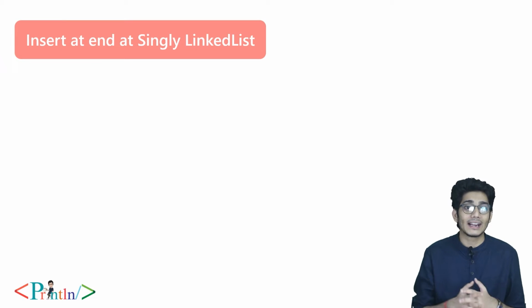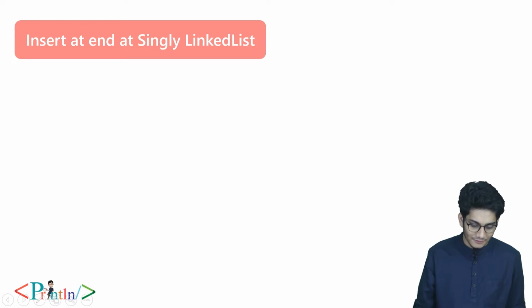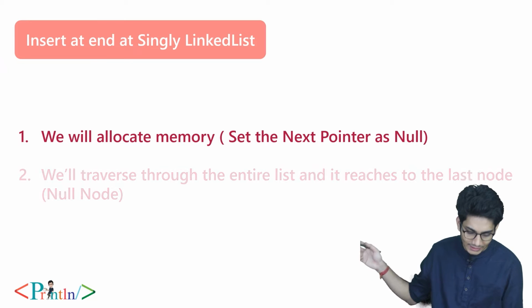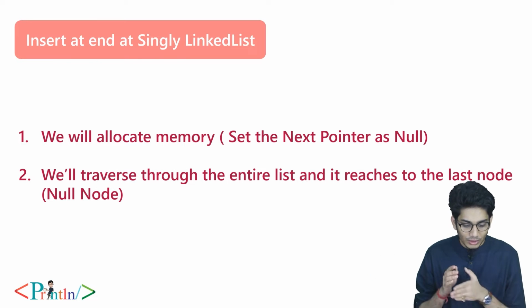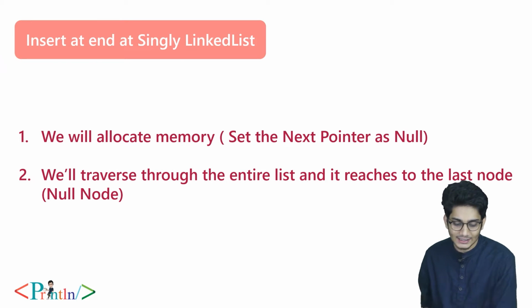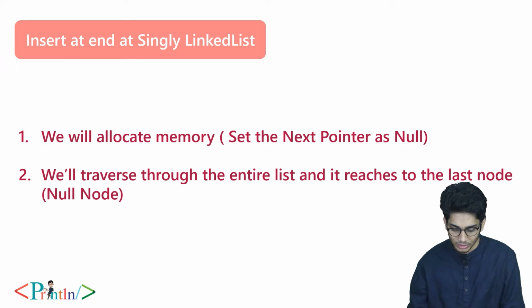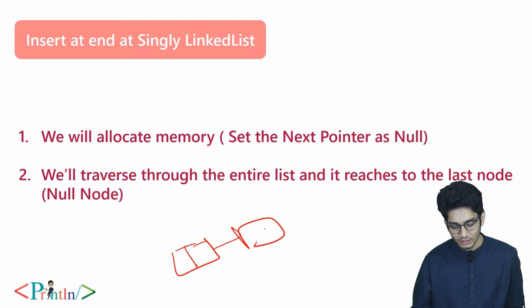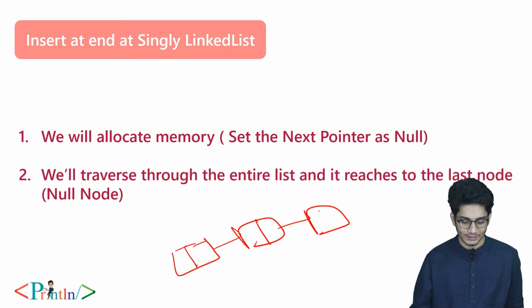Now we'll talk about how you can insert a node within a linked list. So at first what we have to do, we have to allocate a memory, then we have to set the next pointer as null, then we have to traverse through the entire list until it reaches the last node. So let's say that we have a list like this.